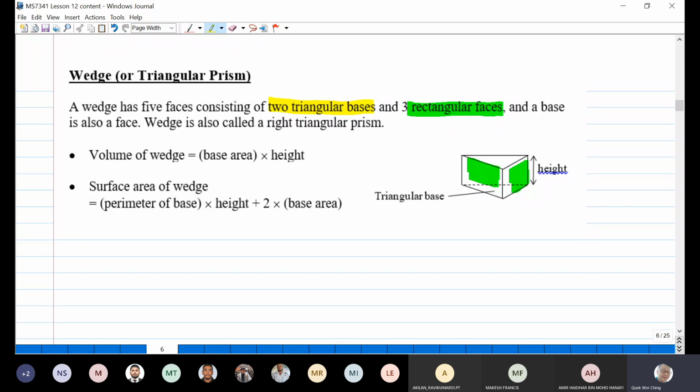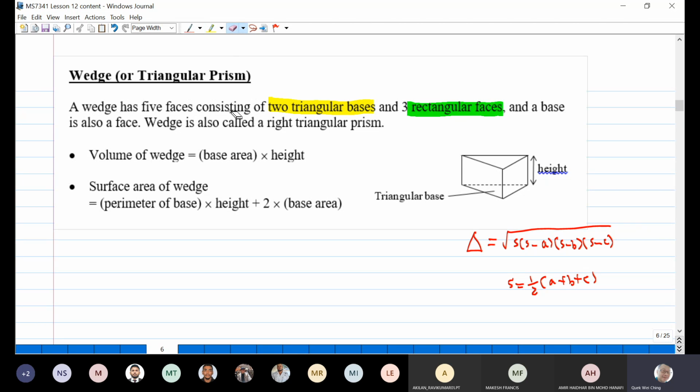The volume of the wedge is base area times height again. The base area is a triangle, right? So this base area is basically half times base times height. Basically it's very confusing, so I will try another one. If you have a triangle, the area is equal to the square root of S times (S minus A), (S minus B), (S minus C), where S equals half of (A plus B plus C). This is another method to find the area of a triangle. The base area is a triangle, so find the base area of the triangle and multiply by the height.